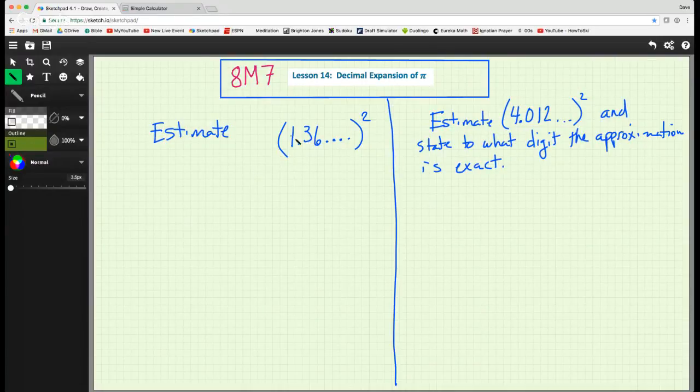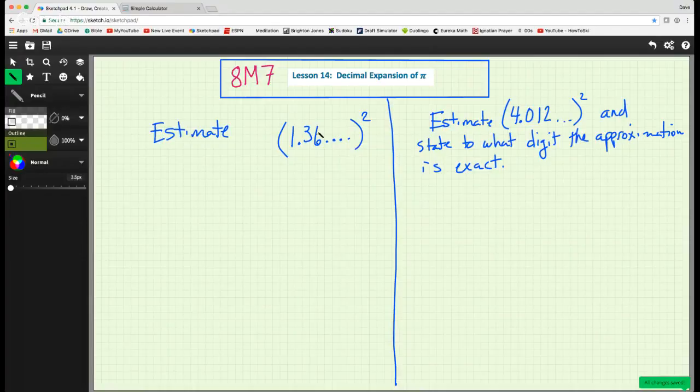If we take 1.36 dot, dot, dot, these dots mean numbers we don't know, and it implies that they go on forever. So it could mean 1.361111, or it could be 1.369842. But it means a number of digits beyond 1.36. So what do we know about this number?